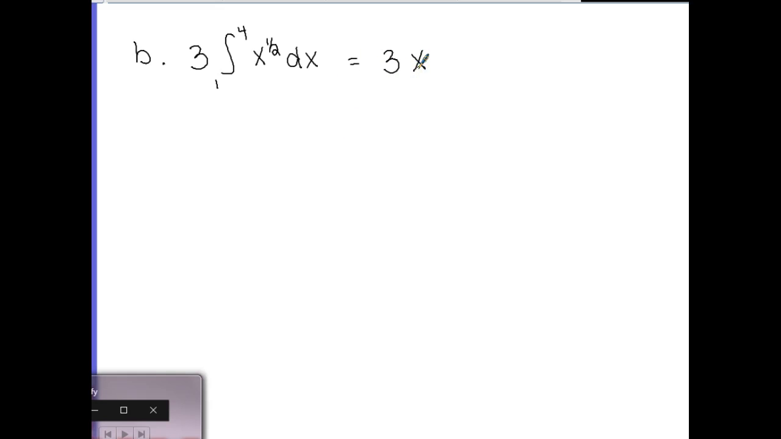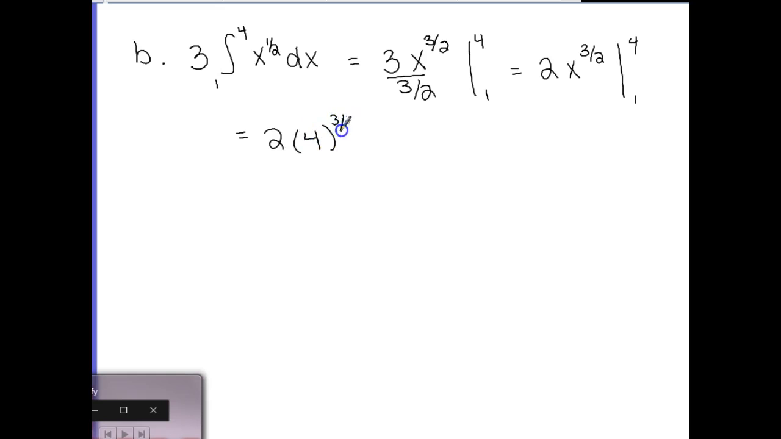Okay, 1/2 plus 1 is 3/2. 3/2 goes in your denominator. From 4 to 1. So you would flip it exactly, and it'd be like 3 times 2 divided by 3. So this becomes 2 x to the 3/2 from 4 to 1. So again, when you have bounds, FTC says no more C. Plug them in. 2, 4 to the 3/2 minus 2, 1 to the 3/2.